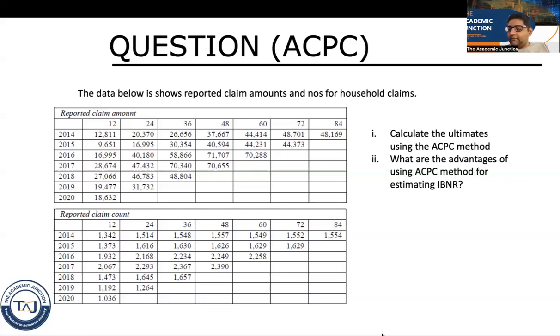Good. Tell me the assumptions for both. The assumption for both these triangles was that the first year is completely run off. Perfect.